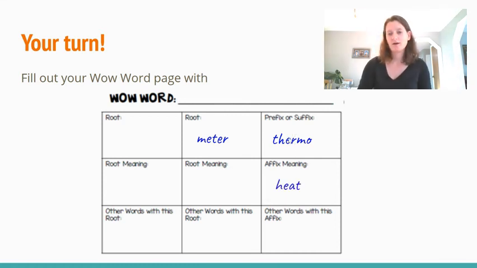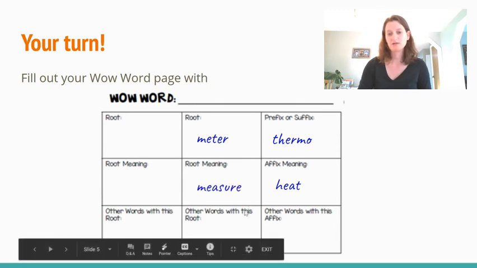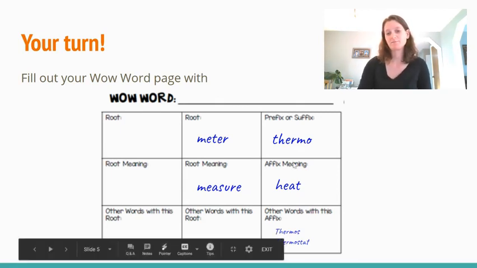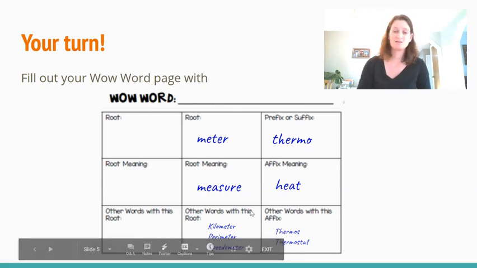The meaning of our prefix is heat. The meaning of the root word is measure. So we're measuring heat. Other words with the same prefix, thermo, would be thermos and thermostat. And other words with the same root might be kilometer, perimeter, speedometer.